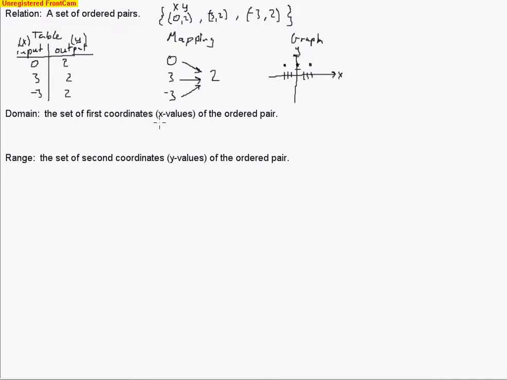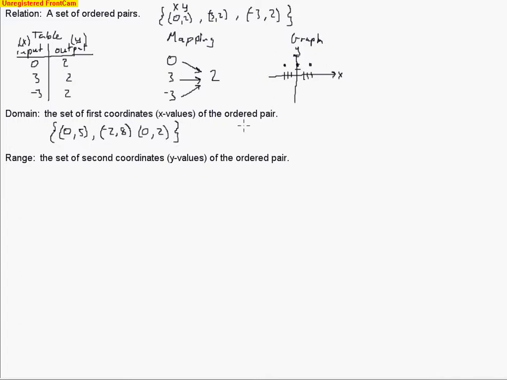So if we take a look at an example here, if I just go ahead and sketch a relation, I can sketch the relation in any of these 4 ways. I'm just going to do it in the ordered pair format here. So (0, 5) is one of the points. Let's go with a (-2, 8). And how about a (0, 2)? So this is my relation.